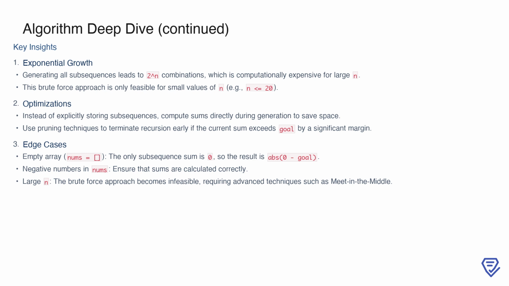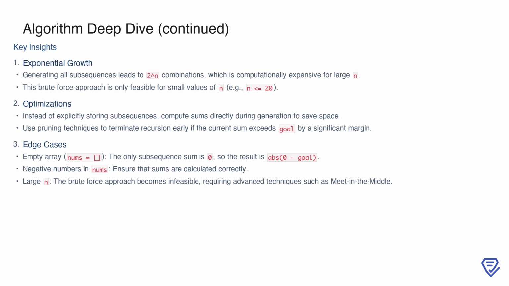First, the sheer number of subsequences grows exponentially with the size of the array. Specifically, there are 2^n combinations. This makes the method computationally expensive and limits its feasibility to smaller arrays, typically when n is 20 or less. To optimize, we can avoid explicitly storing all subsequences and instead compute sums on the fly. This reduces memory usage significantly.